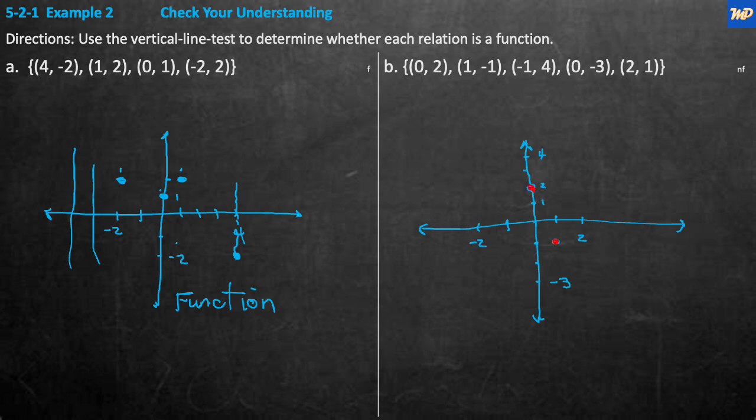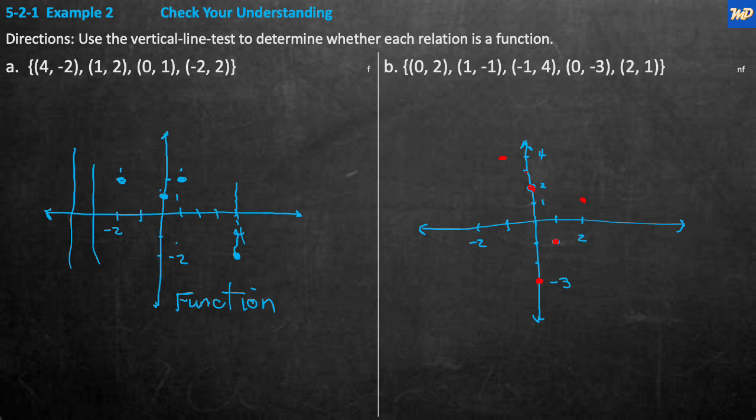And then we have a -1, 4. Here's -1 for the x, and 4 is way up here. And then we have 0, 3. Here's 0, and here's 3. Oh, -3, excuse me. 0 and -3, and 2 and 1.